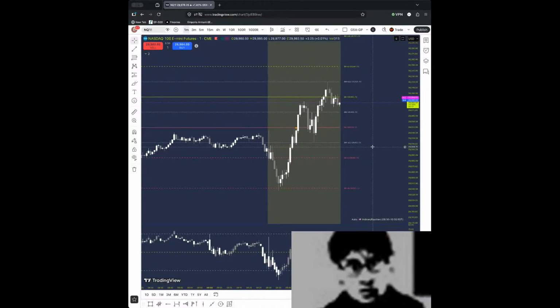29,915. SPY's pushing through. QQQ's rolling over now. Divergence between the two. I can crack this right here. Just the 21.